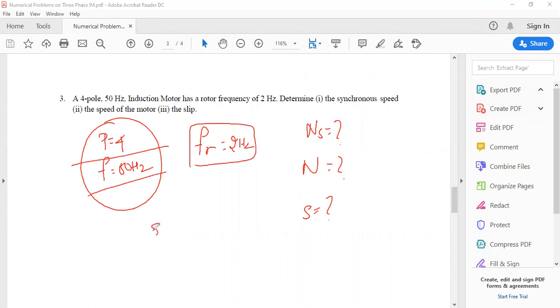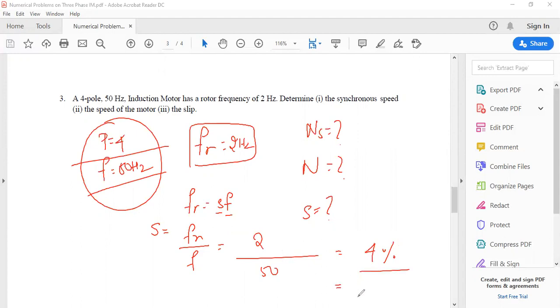How do you find out slip? You know the relation between rotor frequency, slip, and normal frequency, that is 50 Hertz. So slip can be found out by FR by F, which is 2 divided by 50. It is 4%. Let me write it down. So you can easily find out that it is 4%.